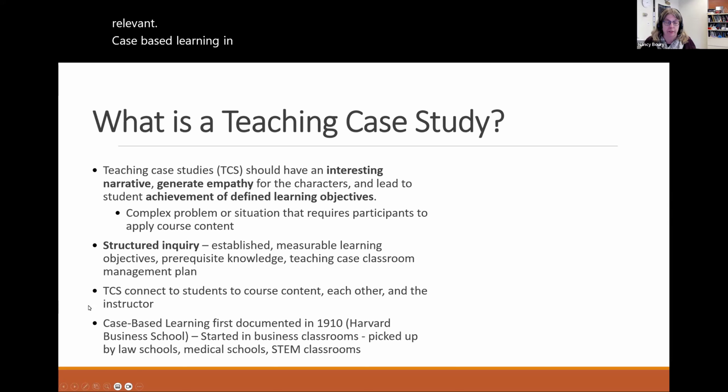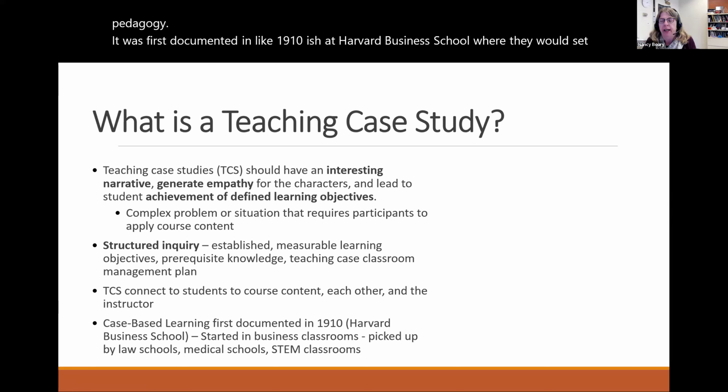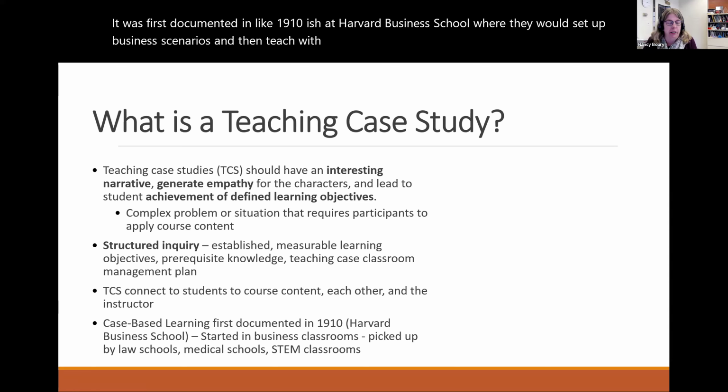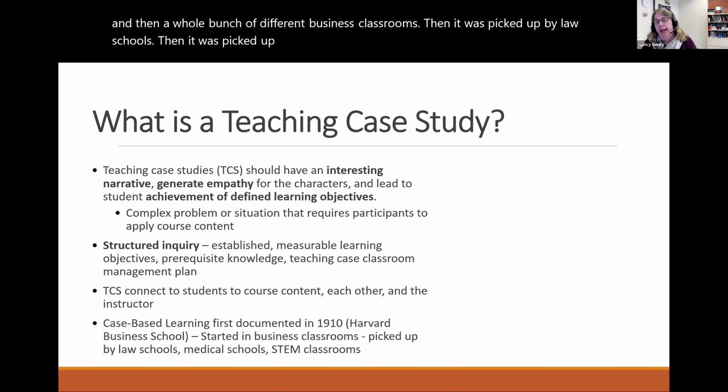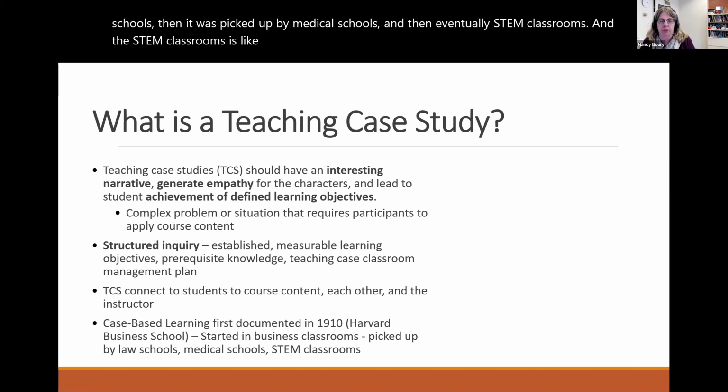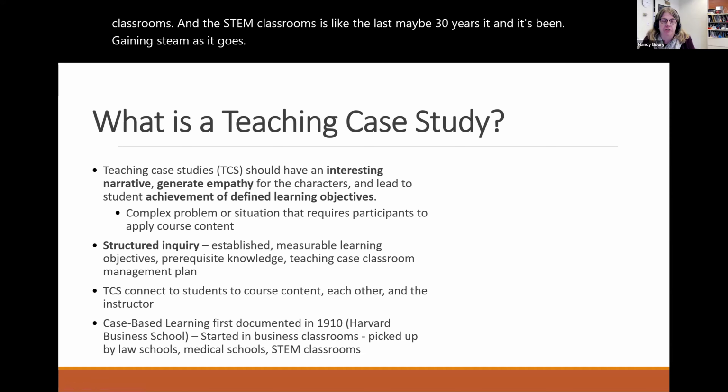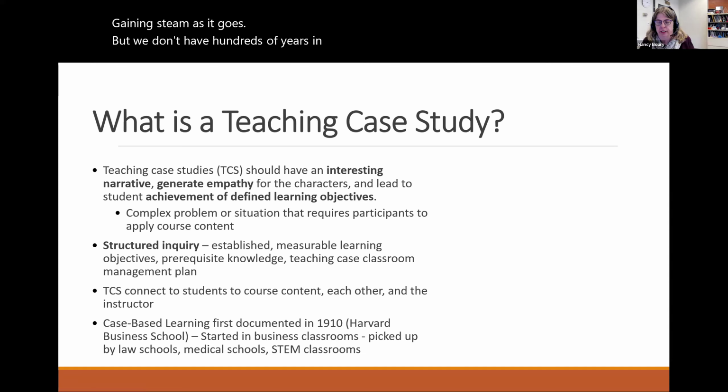Case-based learning, in case you're wondering where this actually came from as a pedagogy, was first documented in like 1910-ish at Harvard Business School, where they would set up business scenarios and then teach with those. And then it picked up along, Harvard did it first, and then a whole bunch of different business classrooms. Then it was picked up by law schools. Then it was picked up by medical schools, and then eventually STEM classrooms. And the STEM classrooms is like the last maybe 30 years. And it's been gaining steam as it goes, but we don't have hundreds of years in STEM doing case studies, but case studies as a teaching modality is over 100 years old.